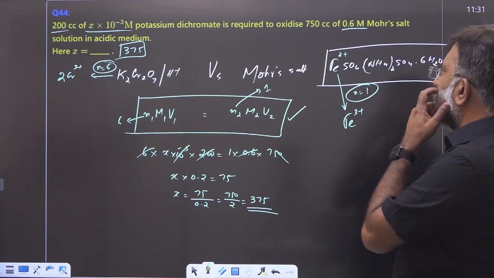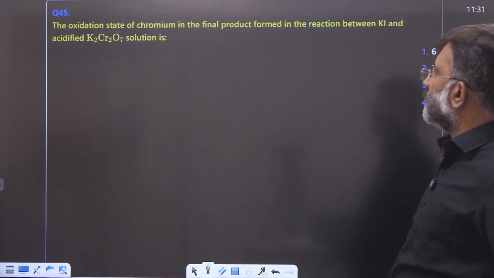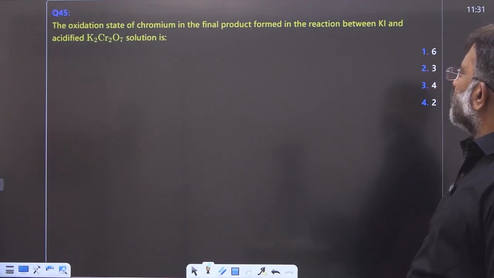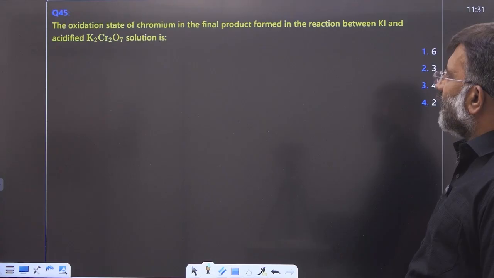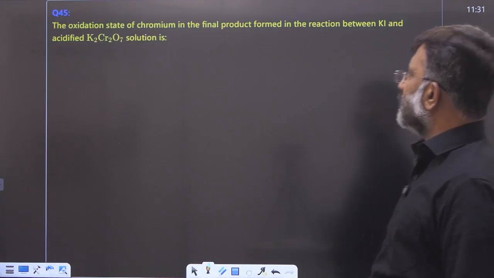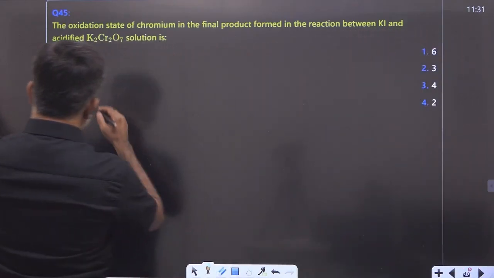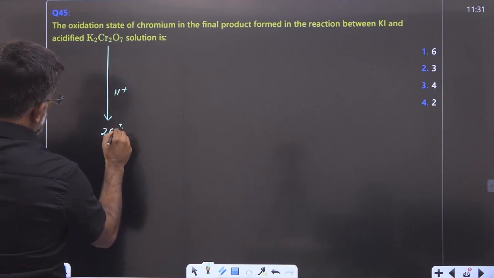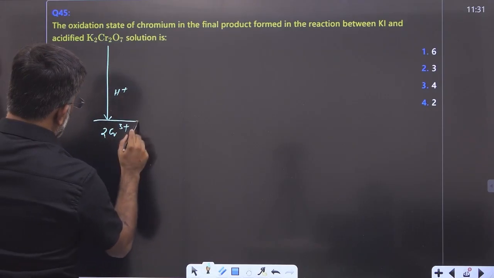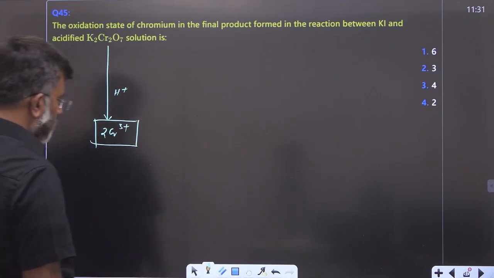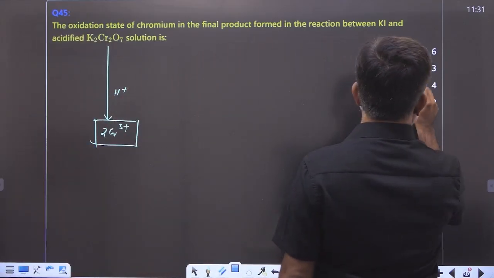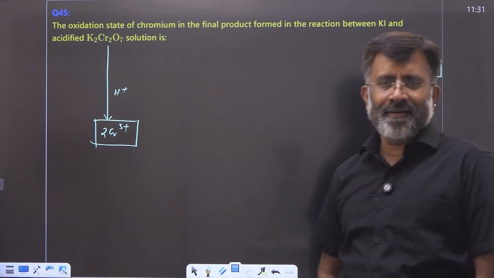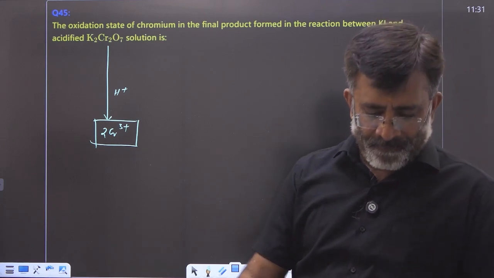Okay, that's it. Next, the oxidation state of chromium in the final product formed in the reaction between KI and acidified potassium dichromate. Acidified potassium dichromate, you will get 2Cr3 plus. The oxidation state of chromium in the final product is plus 3. Nothing more than that. It is plus 3. The second choice is the correct answer. Plus 3, right?